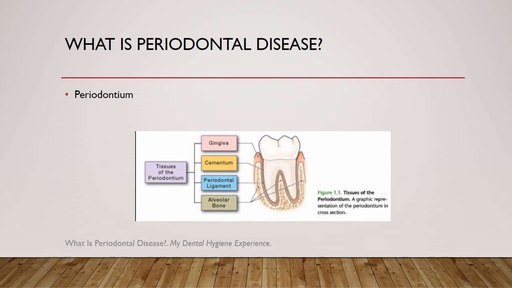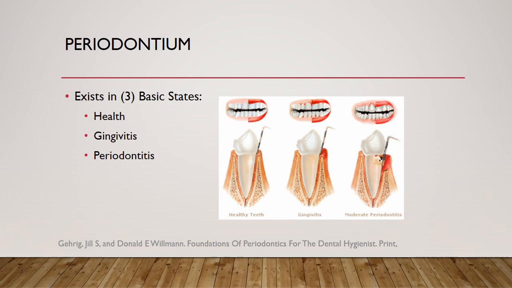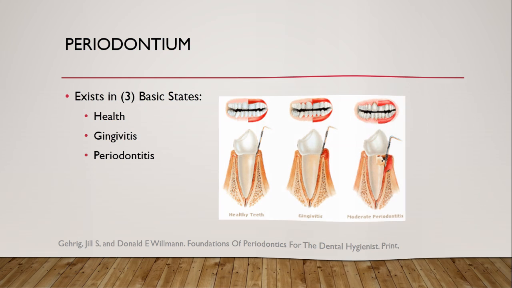Before we get into what exactly periodontal disease is, I wanted to start by sharing this picture with you guys of the periodontium. The periodontium consists of the gingiva, cementum, periodontal ligament, and alveolar bone. And knowing these terms will be helpful in understanding what periodontal disease is. The periodontium exists in 3 basic states: health, gingivitis, and periodontitis. And this is measured through dental probing, in which the clinician measures pocket depths around the tooth to determine whether the periodontium is healthy or diseased.